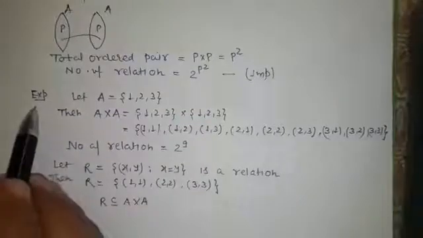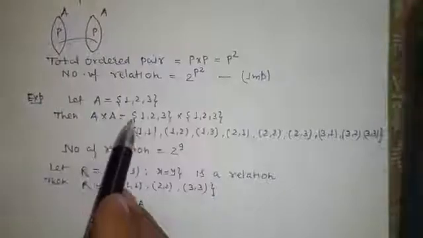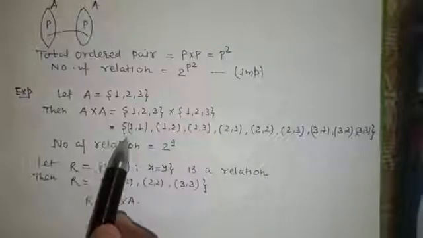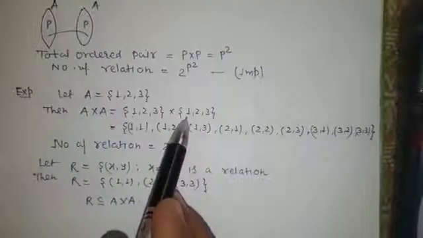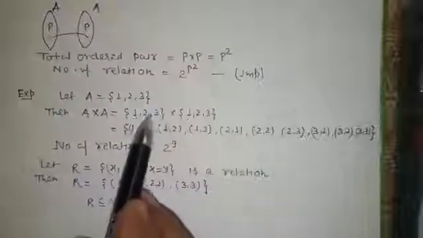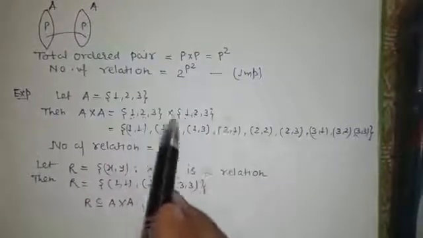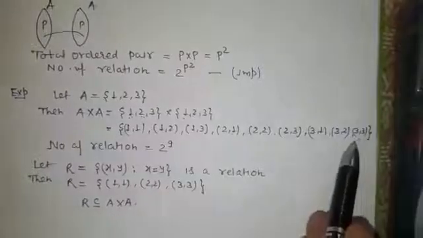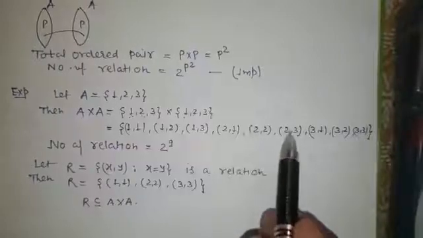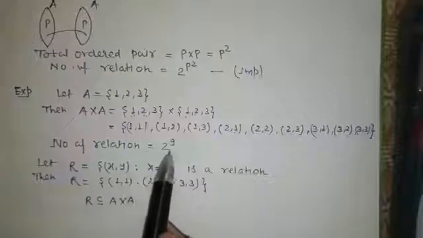Now if we take the example, let A is equal to {1, 2, 3}, then A cross A is equal to {1, 2, 3} cross {1, 2, 3}. For finding the Cartesian product: (1, 1), (1, 2), (1, 3), (2, 1), (2, 2), (2, 3), (3, 1), (3, 2), (3, 3). Here the total number of ordered pairs is 9. So the total number of relations is equal to 2 power 9.